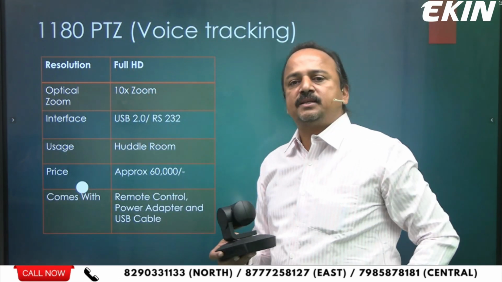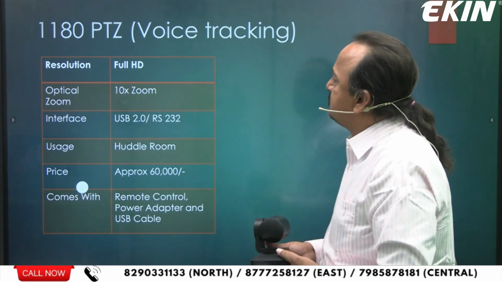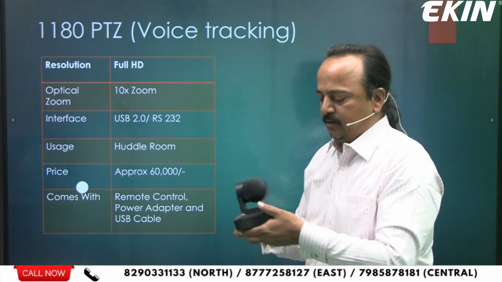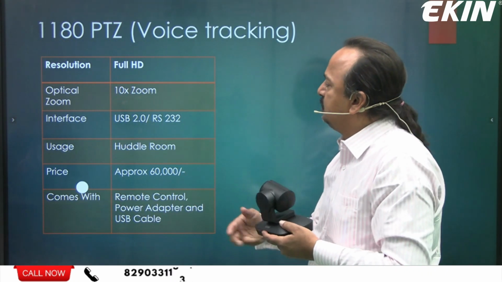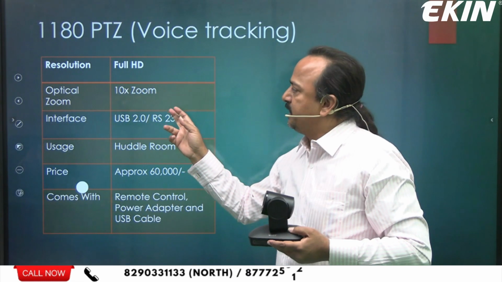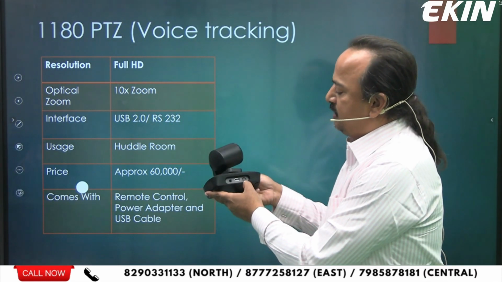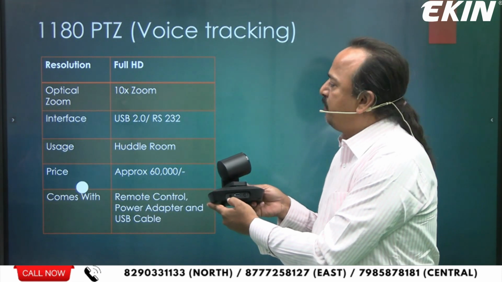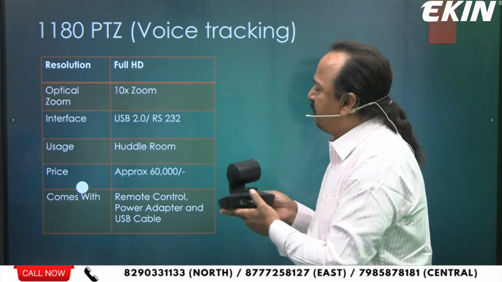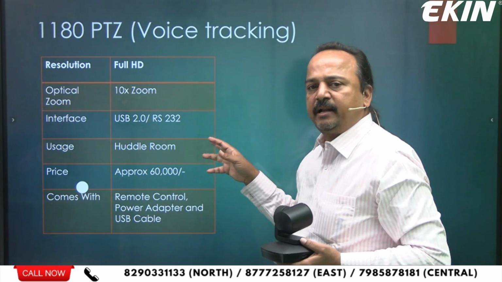So the beauty of this PTZ camera is that it is a voice tracking PTZ camera. It comes with a 10x optical zoom, right? It has a USB 2.0 and RS-232. Then definitely you have a power adapter, this power plug for the adapter. It can be used in a huddle room.